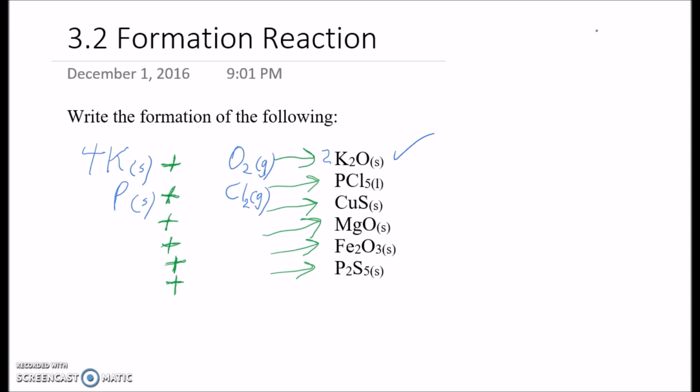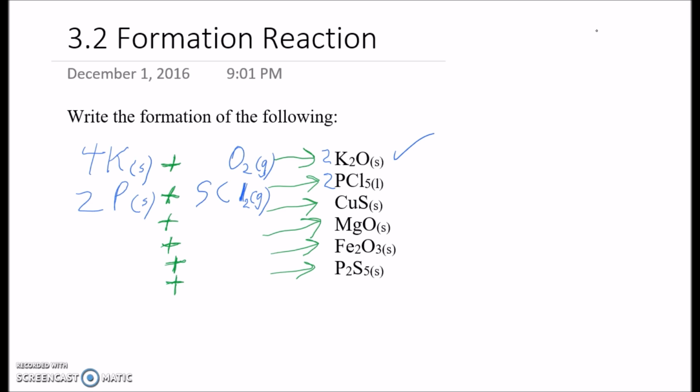So how many Cl2s do we need? Well, since 5 is an odd number, we're going to need 10 here, and we're going to need 2 here. Sorry, 5 here. So, 5 Cl's here, and 2 there. And so if we've got 2 there, we need to have 2 phosphorus to make up for it.